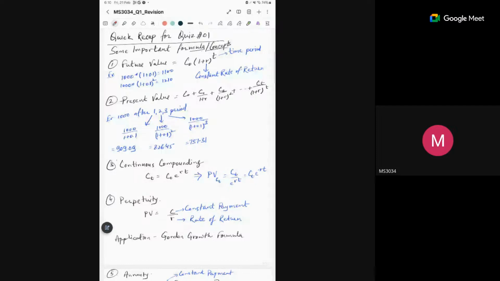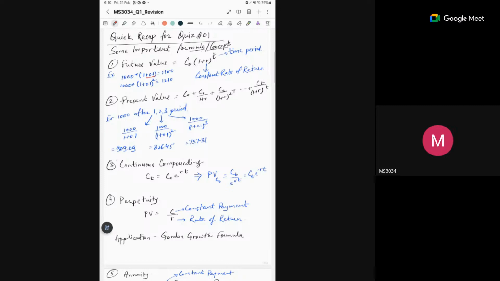Okay. So this is the general formula, and I have given an example. If you have 1,000 rupees, and if the prevailing interest rate is 10%, then in 1 year your amount becomes 1,100 rupees. Similarly, in 2 years it becomes 1,210 rupees. And here T is the time period and R is the rate of return, which we are assuming is constant for the coming periods.